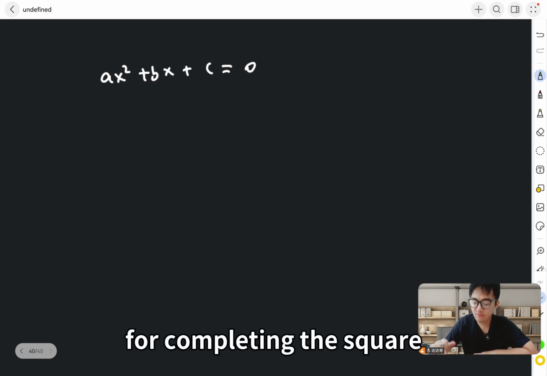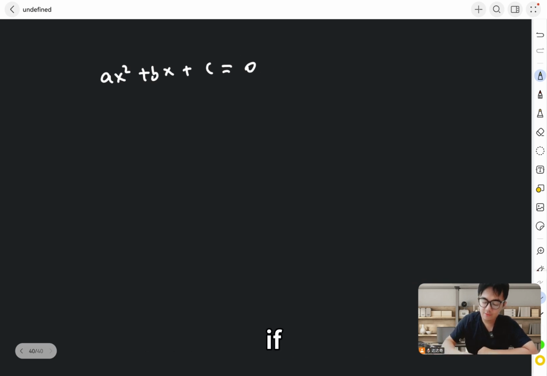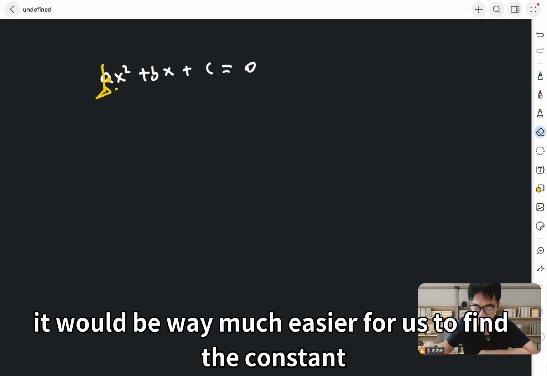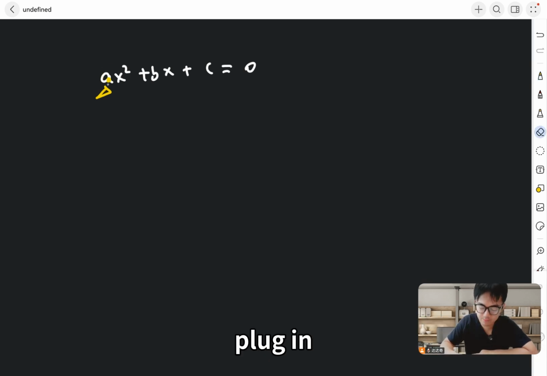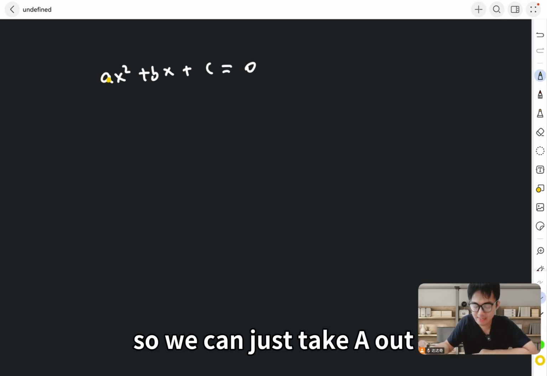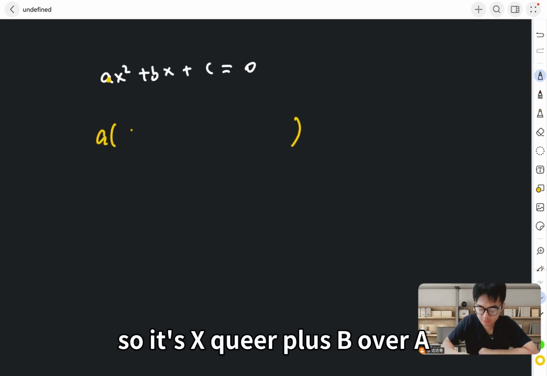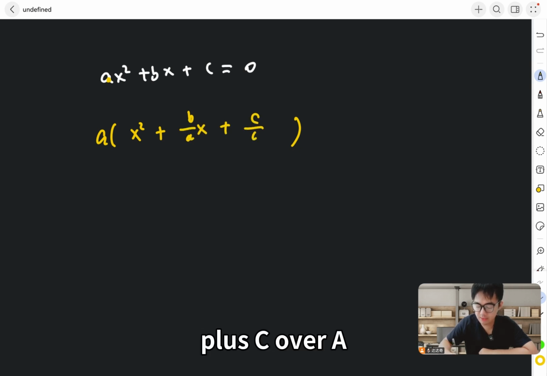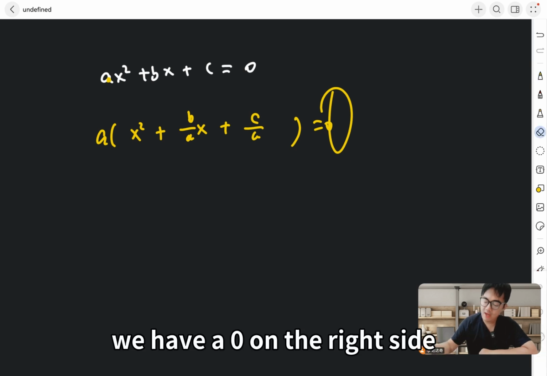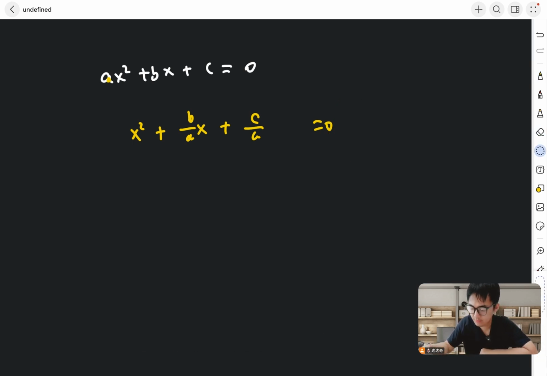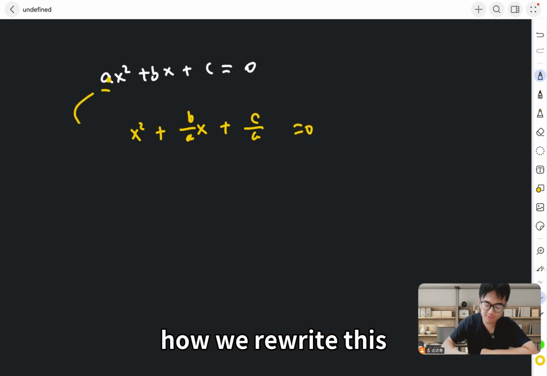Well, first, for completing the square, if the coefficient here is 1, it will be much easier for us to find the constant to plug in. So we can just take a out, so it will be a outside the bracket. So it's x squared plus b over a x plus c over a equals 0. And here we have a 0 on the right side, so we can just cancel a. And this is how we write this.